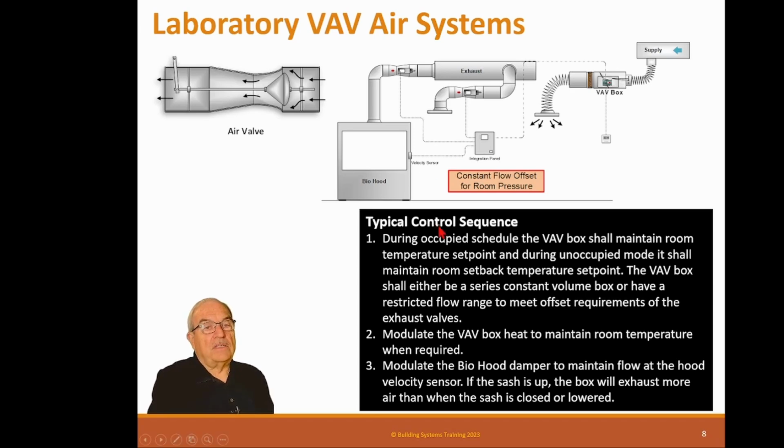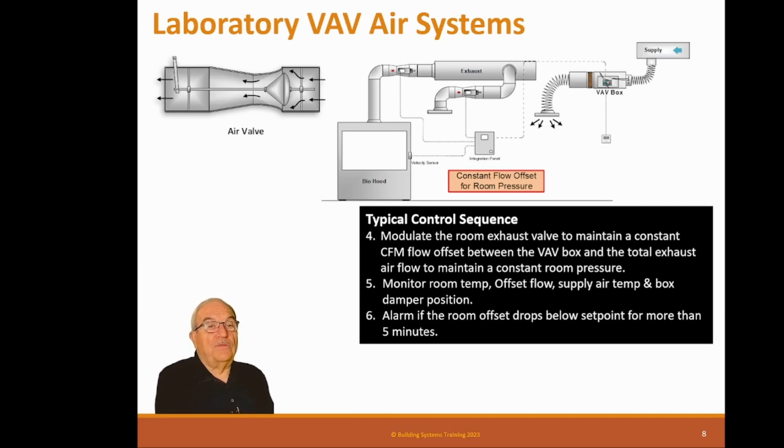Modulate the VAV box heat to maintain room temperature when required. Modulate the biohood damper to maintain flow at the hood velocity sensor. If the sash is up, the box will exhaust more air than when the sash is closed or lowered. And that's going to change the volume out of the biohood.